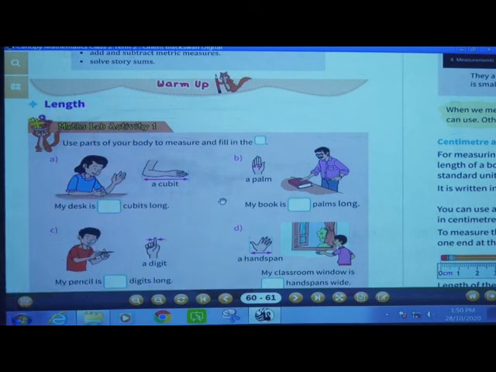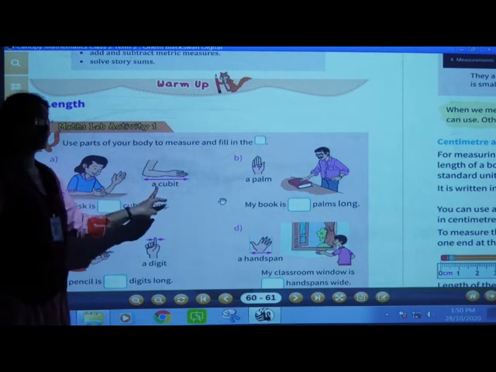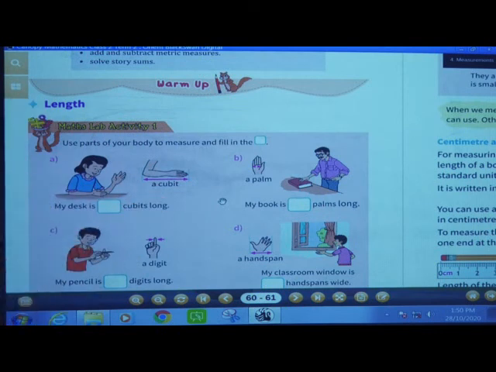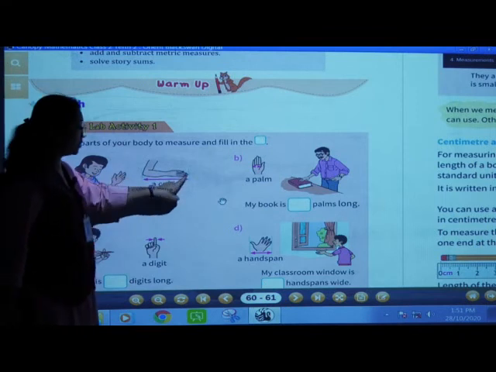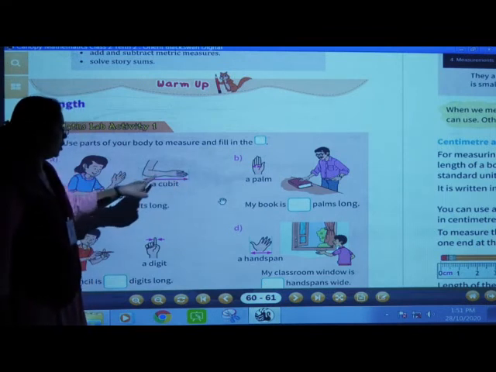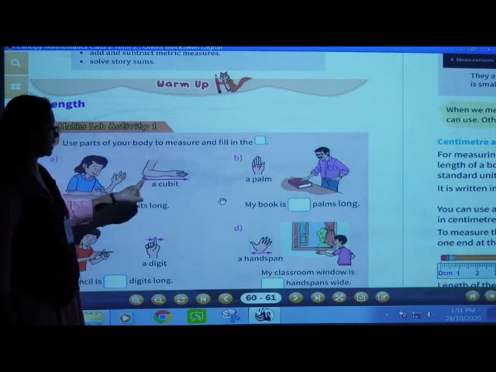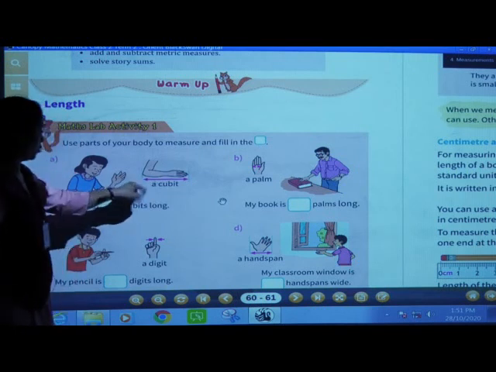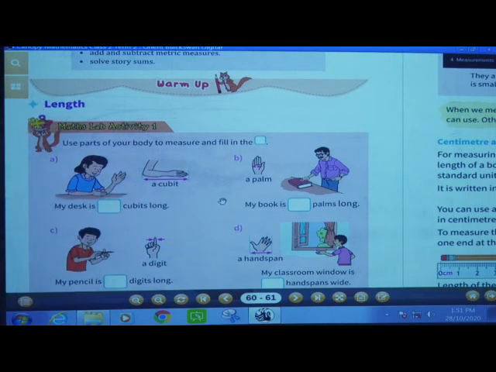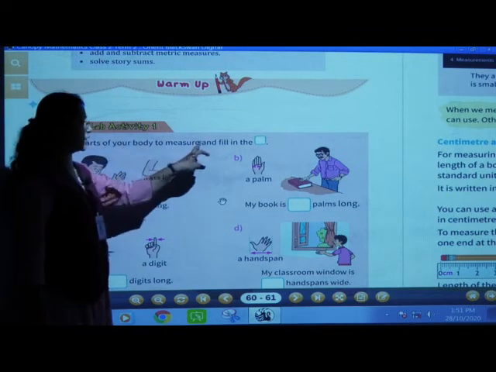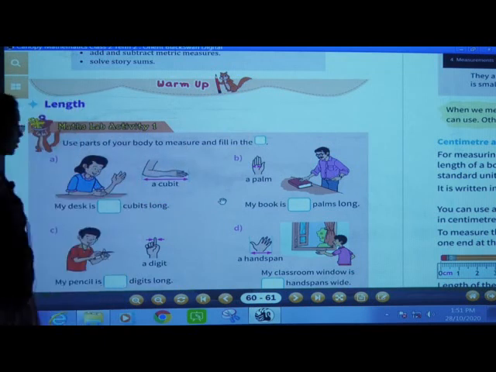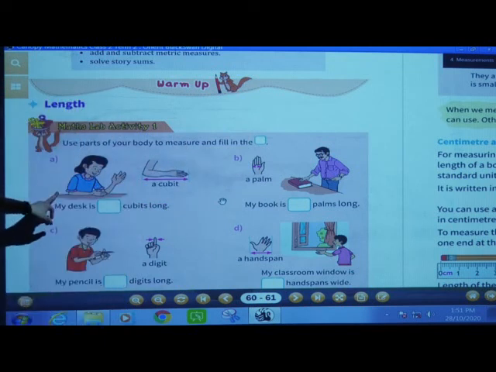What is meant by cubit? Cubit means the distance from the tip of the middle finger to the elbow. This is called cubit. Okay. So here is an activity. Use parts of our body to measure and fill in the box. First we will see cubit.